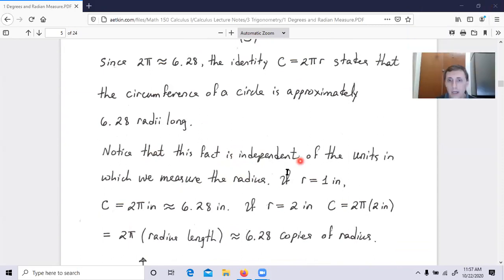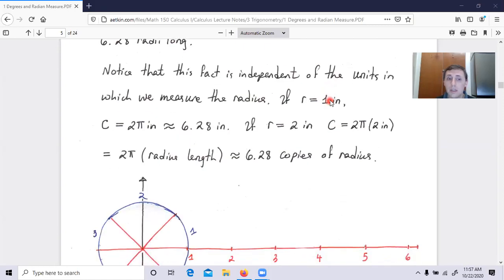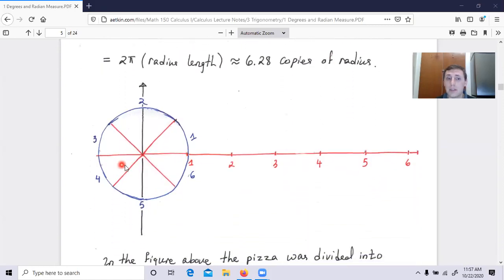So what is the 2 pi r? If r is 1 inch, then circumference is 2 pi or 6.28 inches. If r is 2 inches, the circumference is 2 pi multiplied by 2 inches, but really 2 pi times radius length. So it's 6.28 copies of the radius. Are we clear? Here is the picture unfolded, guys.